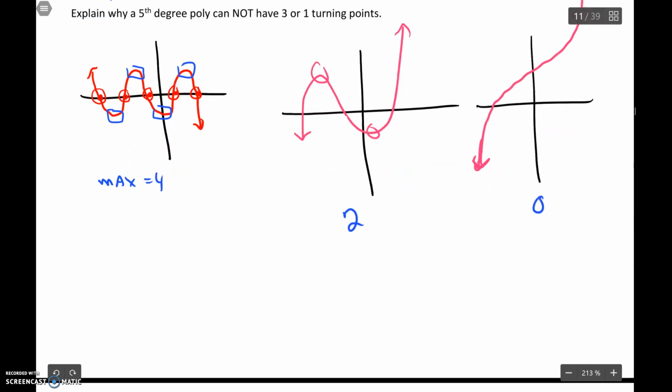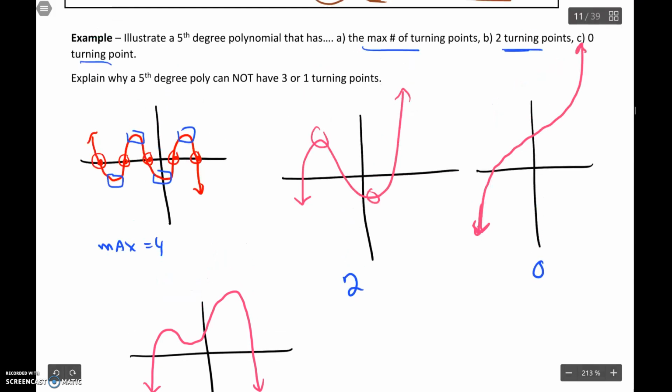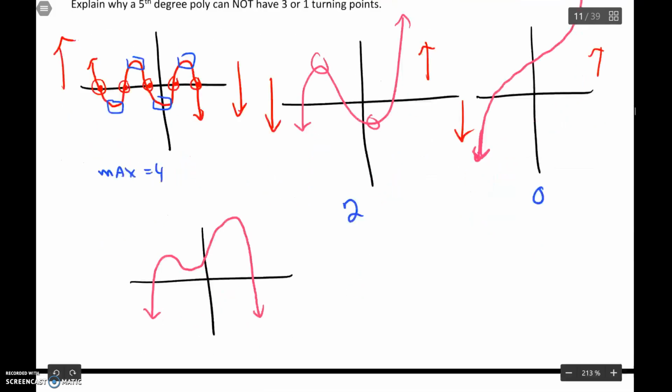So why can't we have one with 3 turning points? Well, let's just make a polynomial with 3 turning points. 1 turn, 2 turns, 3 turns. If you notice here, a 5th degree polynomial, that's an odd degree. The end behavior should be up on one side, down on the other. Down on one side, up on the other. The end behavior needs to be alternating because it's odd.